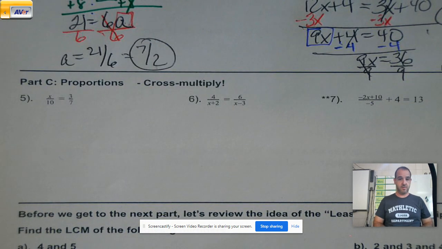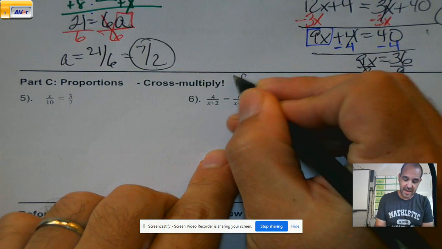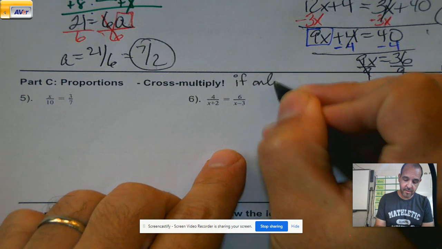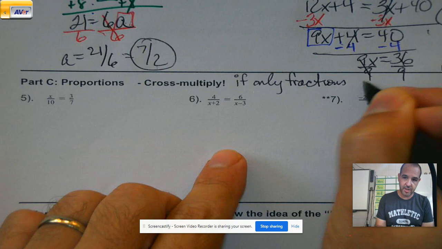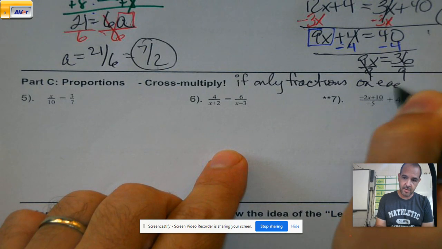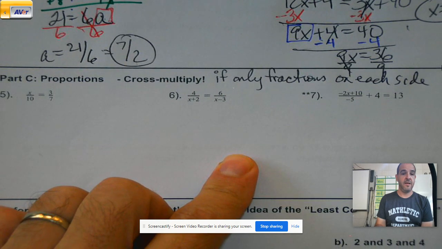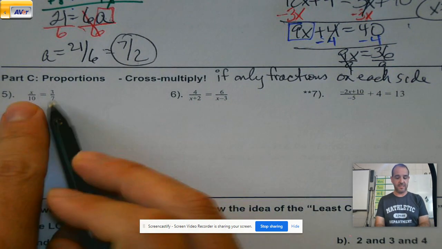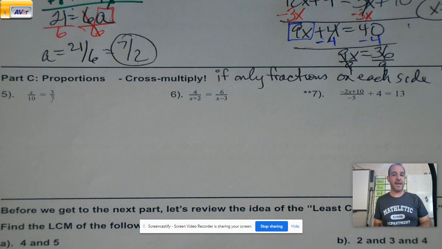Proportions. Cross multiply. Let me add one little part to this. If there's only fractions on each side, okay? The first two are what I'm talking about. Just one fraction on each side. We can cross multiply. That's a perfectly good idea. Number 7 going to be a little different. We'll chat about that when we get there.